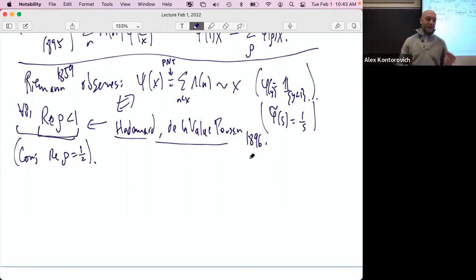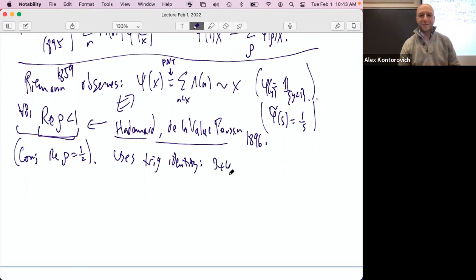Now their proof uses a funny trig identity, which is this: 3 plus 4 cosine theta plus cosine of 2 theta is always non-negative. Now, this is a stupid trig identity. It just comes from the fact that 2 times (1 plus cosine theta) squared is this thing, and it's a square.